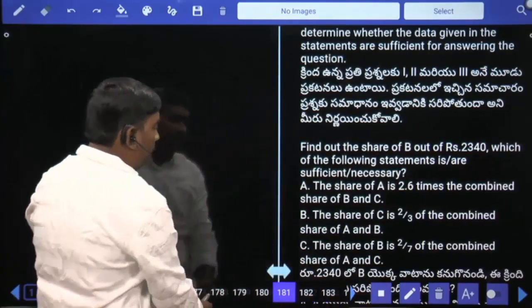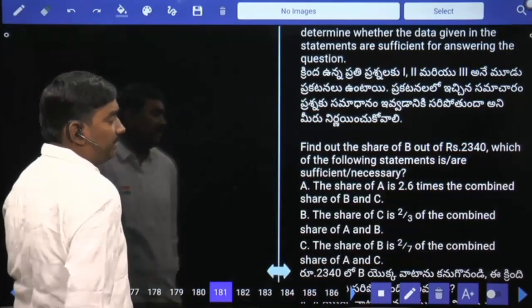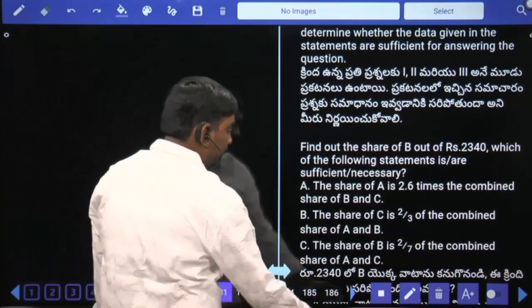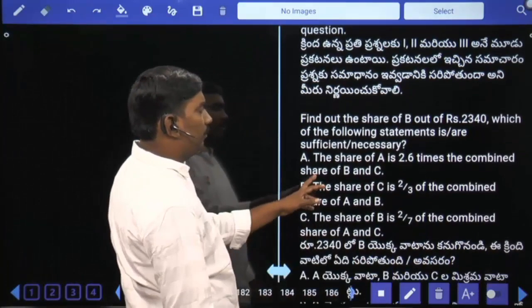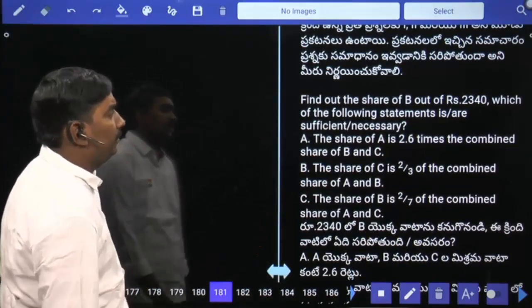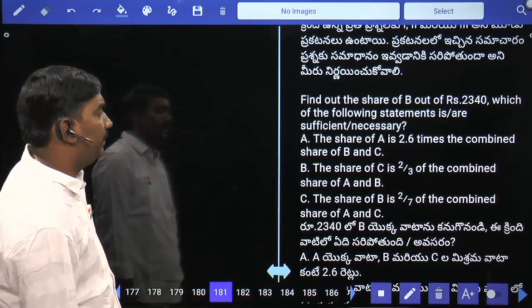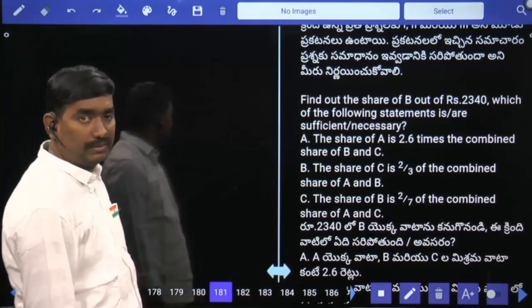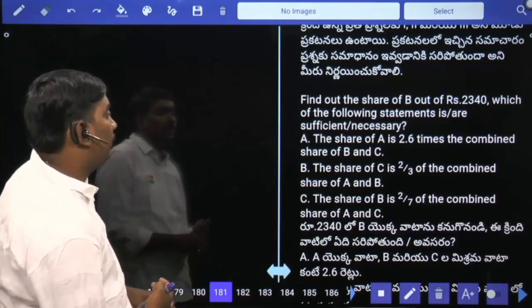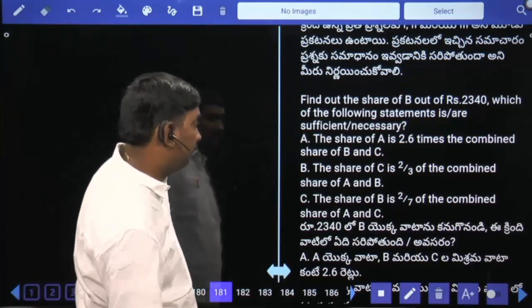Next, quantity 1, quantity 2 comparison. Sorry, data sufficiency. Find out the share of B out of 2,340. Which of the following statements are sufficient to answer the question? Out of 2,340, what is B's share?